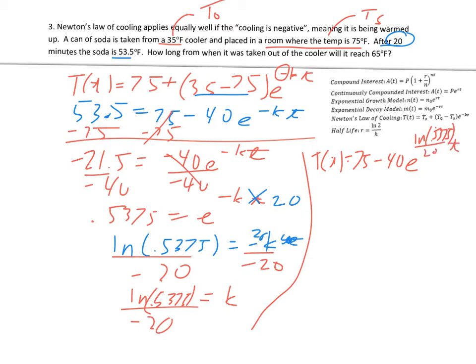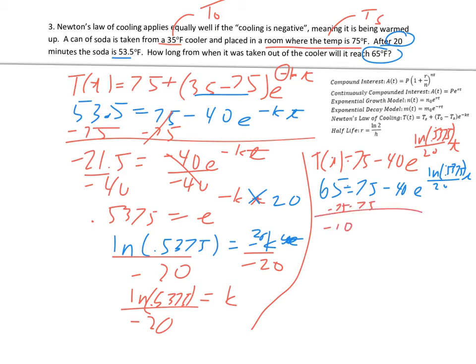And so next up, I will plug in 65 since that is our desired temperature. I'm definitely not allowed to combine the 75 and the negative 40 here since the negative 40 is attached to E, all over 20 times T. So now we have to solve this. So I'm going to subtract the 75.